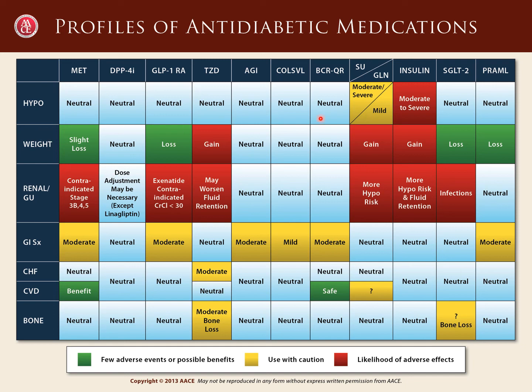So which one can cause severe hypoglycemia? Of course, insulin is the one in red. And then you see those were pretty neutral, but then you see sulfonylurea have moderate to severe hypoglycemia. Now for weight, you see those that can cause weight loss and those that cause weight gain. The ones that can cause renal adverse effects and GI adverse effects, and then the ones that have an effect on heart failure and cardiovascular disease, which ones are at risk, and which ones can have some beneficial effect when they are used.